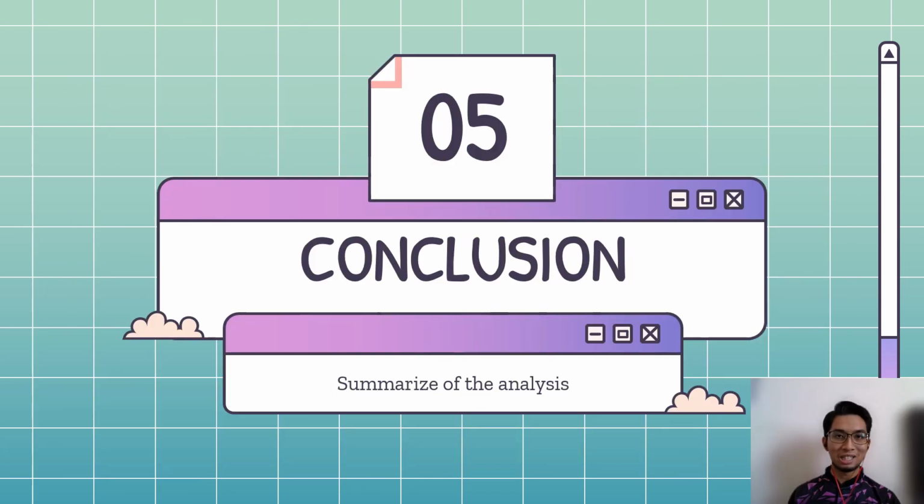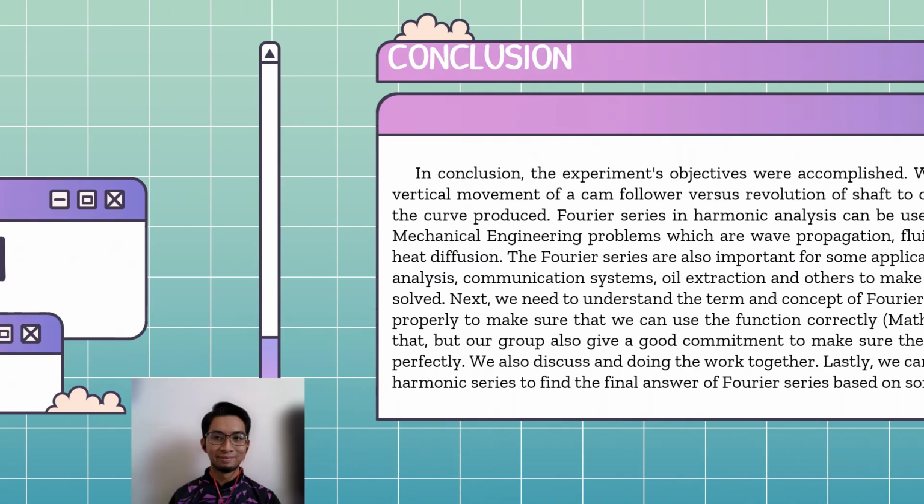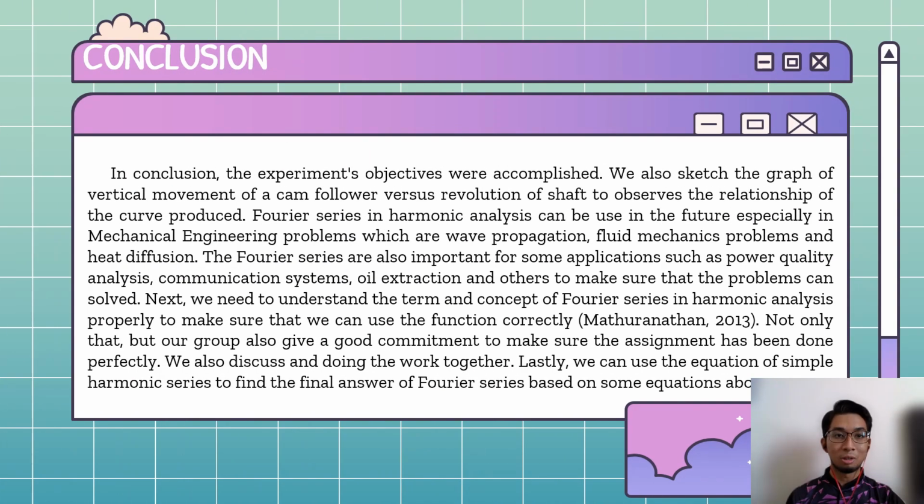So the last one is conclusion. This is the conclusion from the report. The experiment's objectives were accomplished. The important thing is our group give 100% commitment to make sure the assignment has been done. So we can use the equation of simple harmonic series to find the final answer of Fourier series in harmonic analysis based on some equation above.